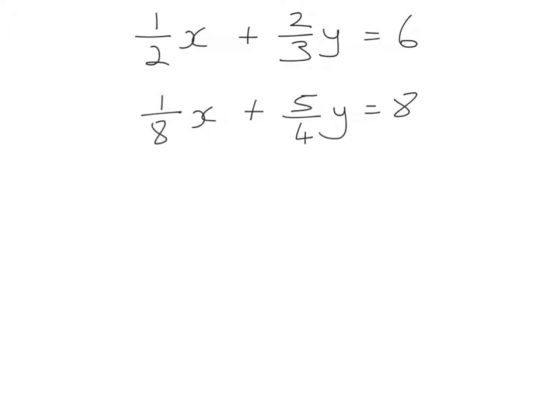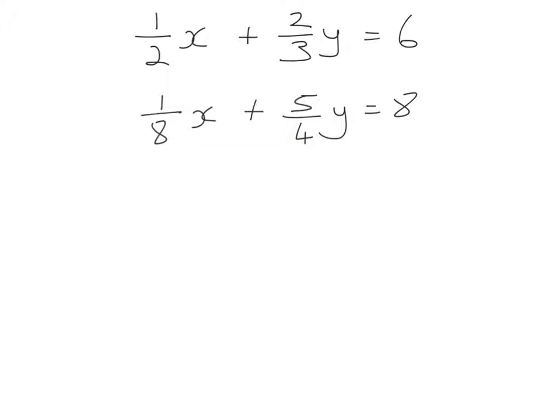Okay, so today we are looking at simultaneous equations, and that is when we have two unknowns and we're given two pieces of information and we're trying to solve the unknowns. We can see the ones we're looking at today are just a little bit different than the conventional ones in the sense that we're actually dealing with fractions here. So here we have 1/2 x plus 2/3 y equals 6. And the second equation we have is 1/8 x plus 5/4 y equals 8.